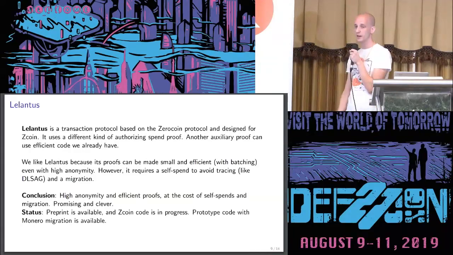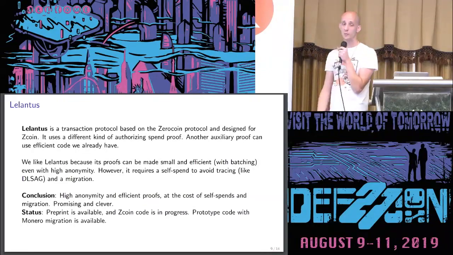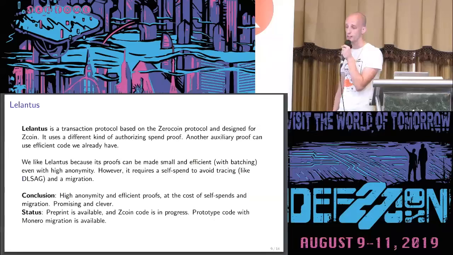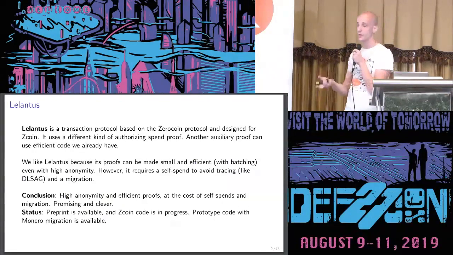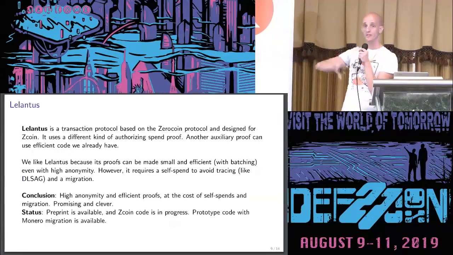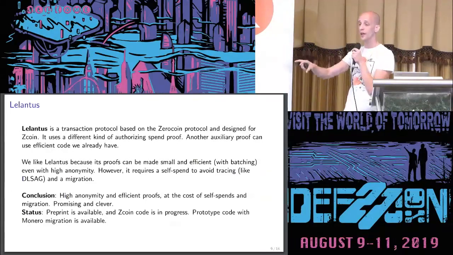And this is actually based on the Zerocoin protocol that's been used in other assets. And this was designed by and for the Zcoin asset, in fact. But the paper is publicly available. It uses a very, very different kind of authorizing spend proof than Monero uses right now and that we may consider moving to. It turns out there's another auxiliary proof that you need besides the spend proof, called the range proof, that we could actually reuse existing fairly efficient code that we already have.